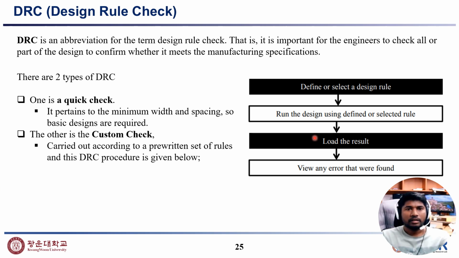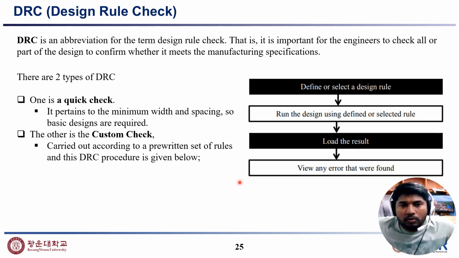This is our final slide that is related to design rule check. So design rule check is important for the engineer to check all or part of the design to confirm whether it meets the manufacturing specification. So there are two types of DRC. One is quick check, another is custom check.